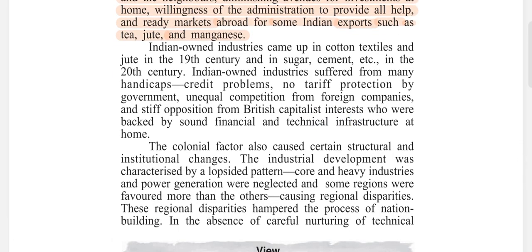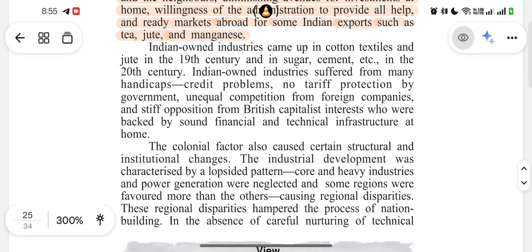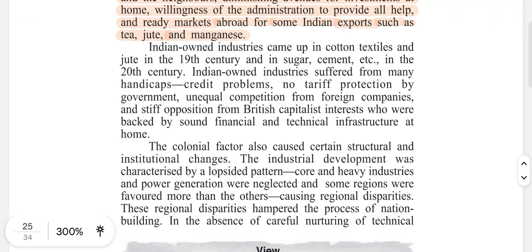Indian-owned industries suffered from money handicaps, credit problems, no tariff protection by the government, unequal competition from foreign companies, and stiff opposition from British capitalist interests who were backed by sound financial and technical infrastructure at home.